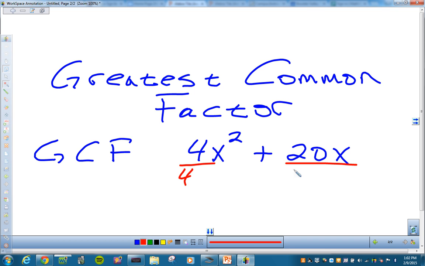So I'm going to share it like this. Then what's the smallest number of x's? The least amount of x's. There's 2 x's in the first term and 1 x in the second term. What's the smallest number of x's? 1x. So I'm going to divide that x out. This is my GCF.